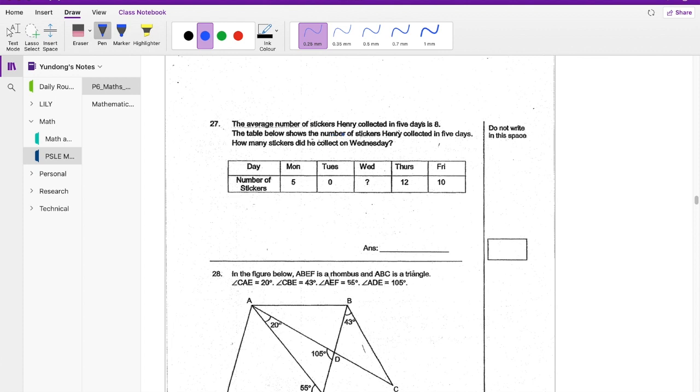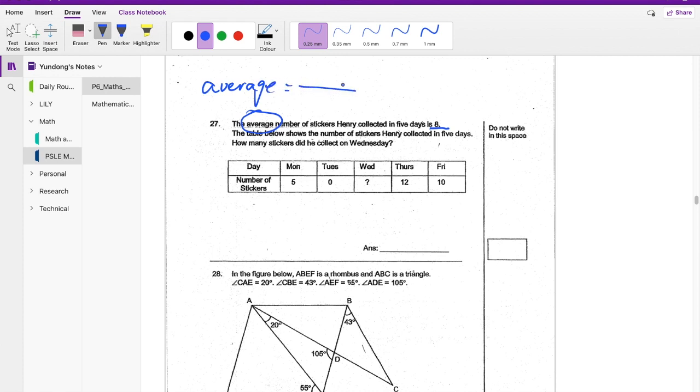The average number of stickers Henry collected in 5 days is 8. The table below shows the number of stickers Henry collected in 5 days. How many stickers did he collect on Wednesday? Okay, here the main concept is about the average, right? So what does average mean?